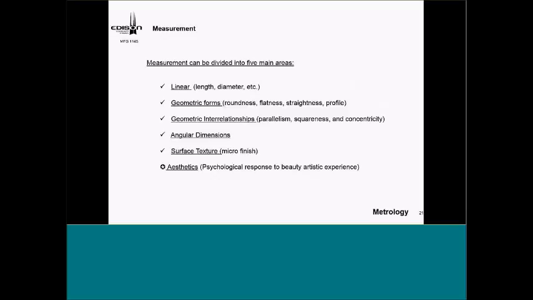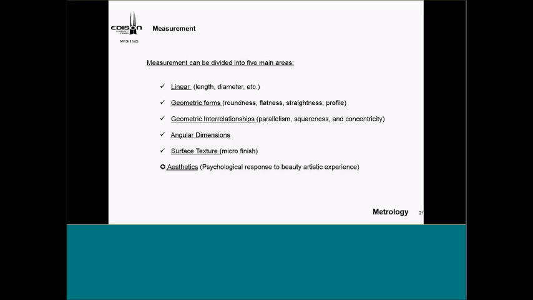When I asked you how tall I was, we measured linear. So that's lengths, diameters, etc. We measure geometric form: roundness, flatness, straightness, and profile. We measure geometric interrelationships: parallelism, squareness, concentricity, angular dimensions, and again, surface texture. I lecture on every one of those. But we also measure aesthetics, and it's a psychological response to something of beauty, artistic experience.